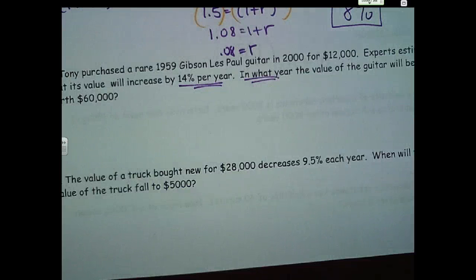What variable am I looking for this time? T. When you're looking for time, you're looking for an exponent. And when you're looking for an exponent, what do you have to do? Log. Finally, the log is coming into place. While we've been studying logs, it's to find time in any of these types of problems. So set your formula up.